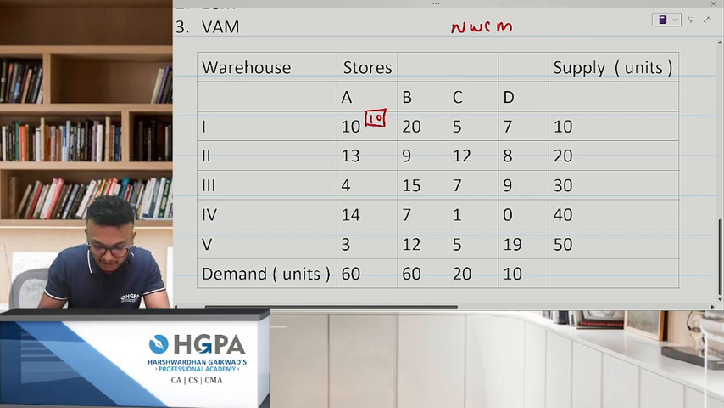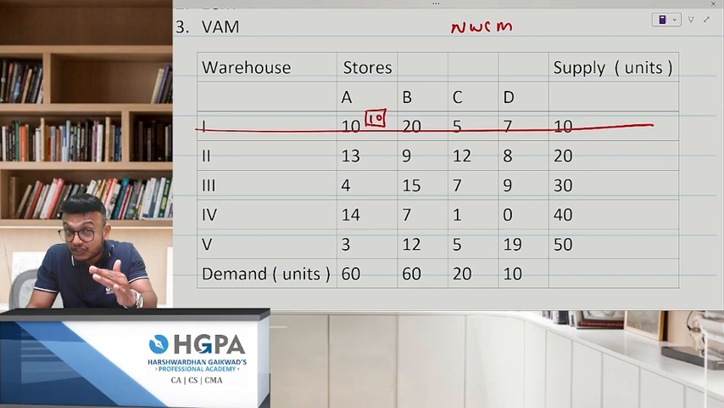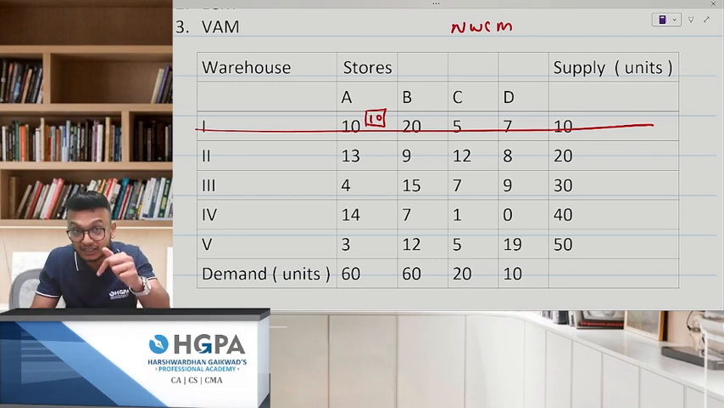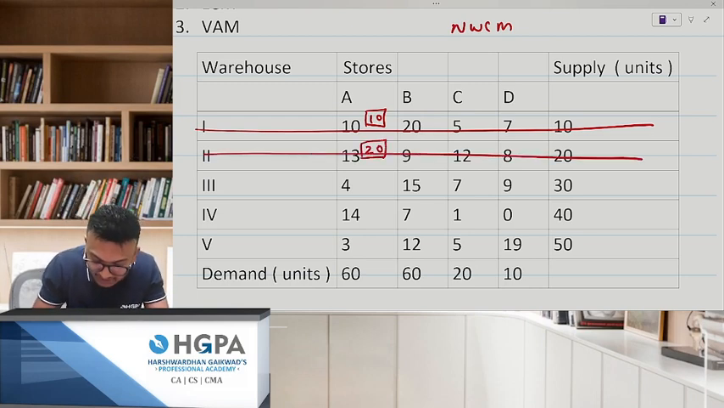The moment you give 10, the row will be exhausted because the supply is exhausted. Then, can you please find out the next number on the left hand side? 13. How much do you allocate? 20 or 60? No, it is not 60. Out of 60, 10 is already gone. So it is 20 or 50. You will give 20 over here. So this is gone now.